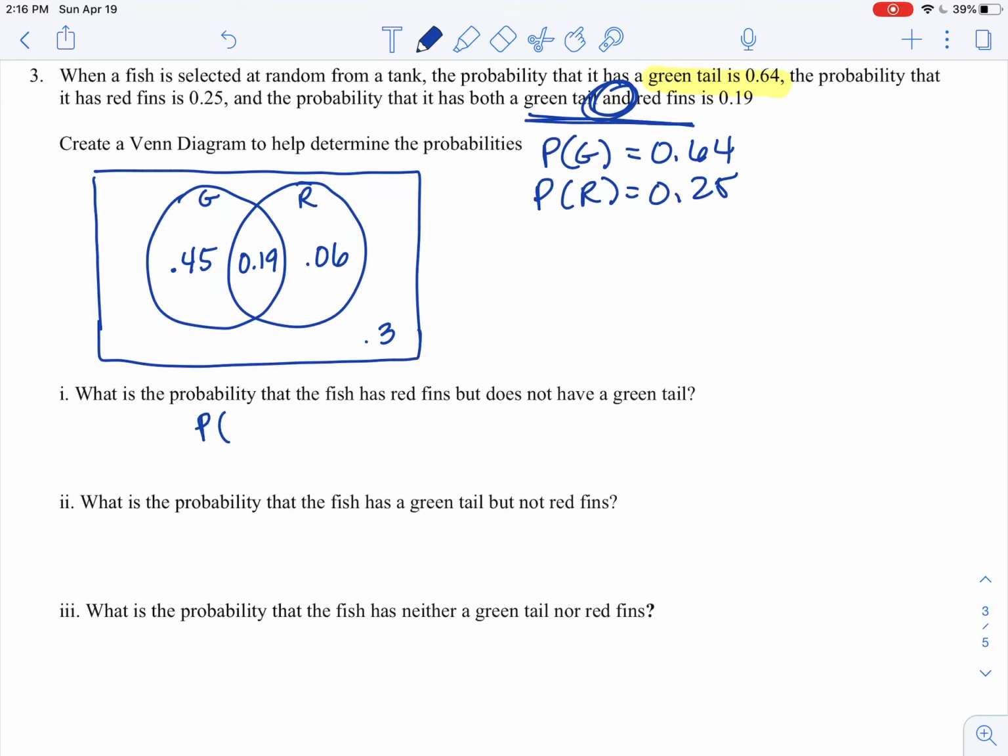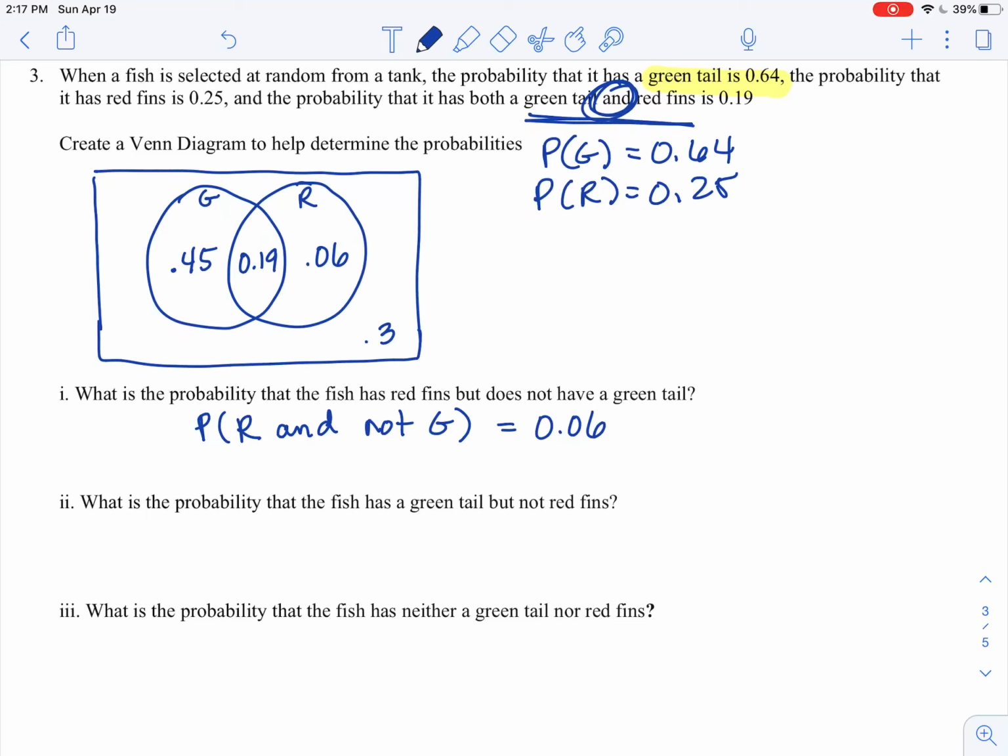So it says, what is the probability that the fish has red fins and does not have a green tail? Red fins but without a green tail is everything in this crescent shape, everything that's in the R circle but not in the overlap. And if I add up everything that's just in that red circle, not in the overlap, that comes out to be 0.06. So basically 6% of those fish have red fins but no green tail.